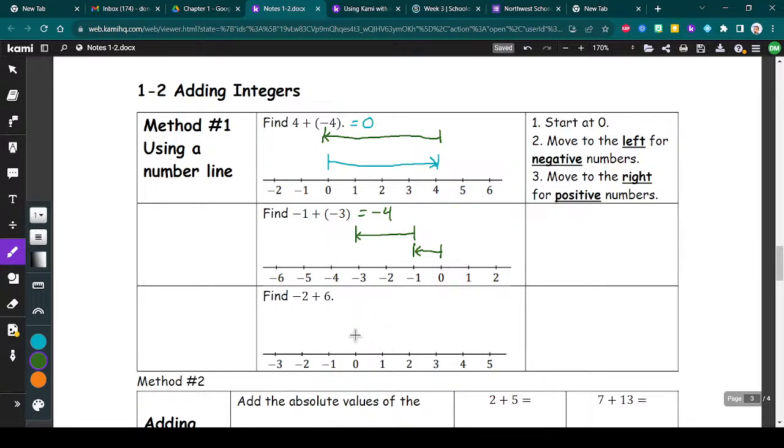The last of these examples, we're starting off at 0, and we're moving negative 2. So that's 2 to the left. Then, from the negative 2, we're going to move positive 6. So that's 4, 5, 6, puts us right here. And so negative 2 plus 6 equals 4.